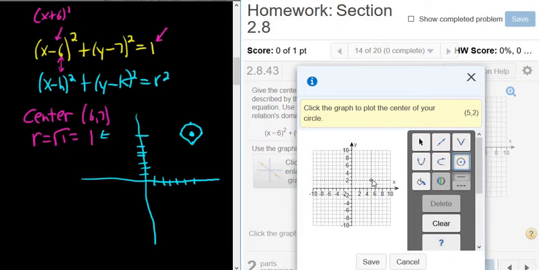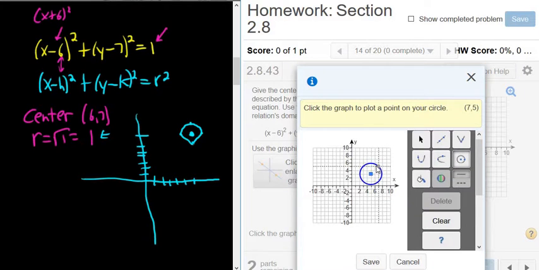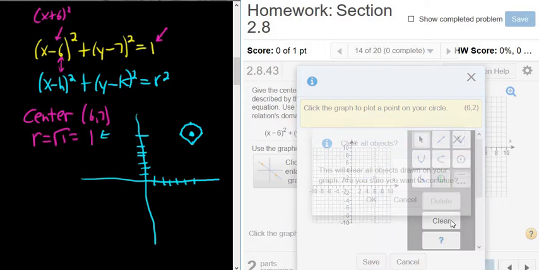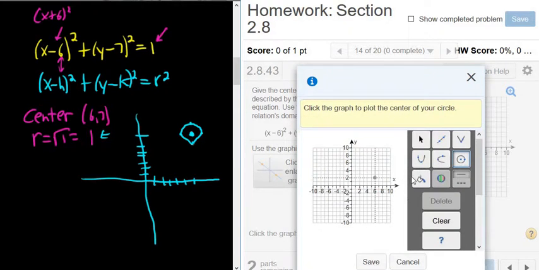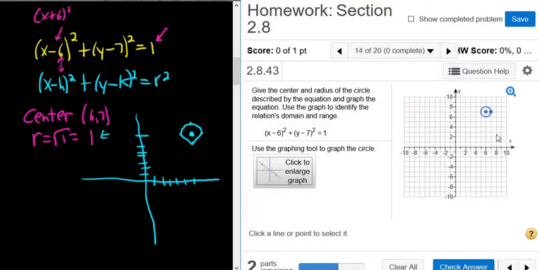So we know the center is (6, 7), so let me use my mouse for this. Let me hit clear, whoops. Okay, let me try that again. So click this, (6, 7). So (6, 7) is right there. Then it says click the graph to plot a point on your circle. So we know the radius is 1, so you just have to go up or down or left or right. I'm going to go up by 1, or I went right by 1 on accident, I'll click it. So there we go. That's it. It should be good. And then click check answer.